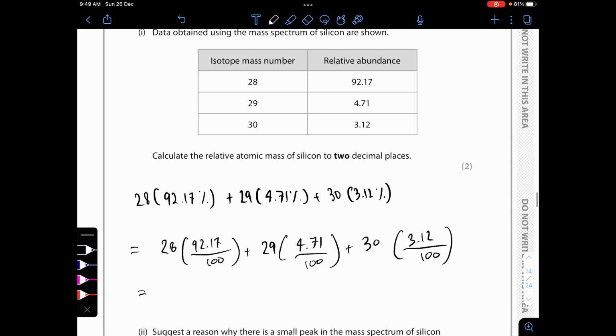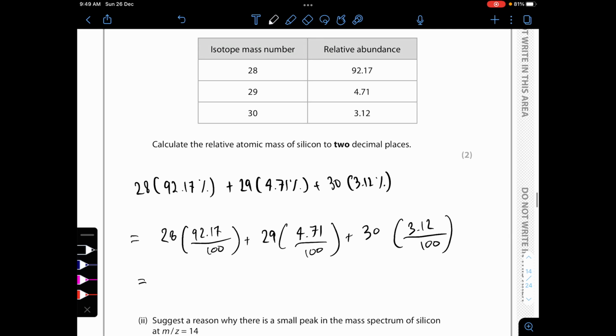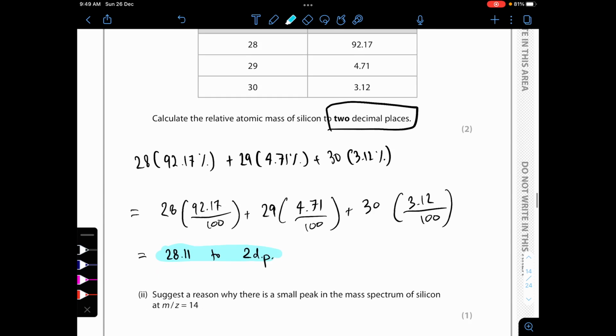So let's put this in a calculator. 28 times 92.17% plus 29 times 4.71% plus 30 times 3.12% gives us 28.11, because it says 2 decimal places. That's our final answer. So one mark for the working out, one mark for the answer.